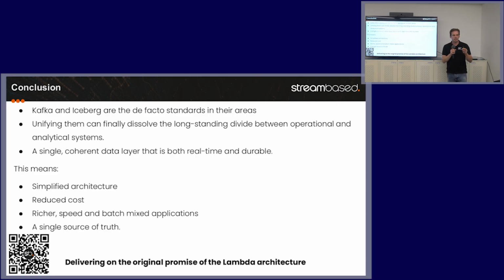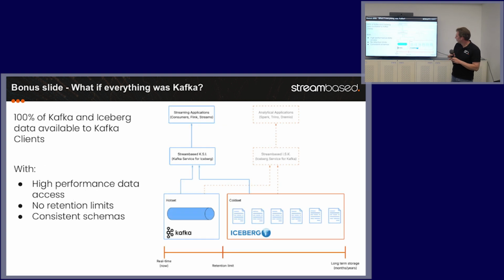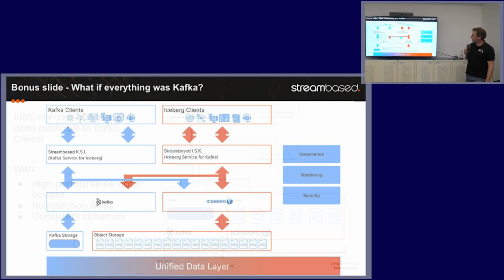I have two bonus slides for you to take home and start thinking about. First one, you probably saw it earlier, for the eagle-eyed of you. We said, what if everything was Iceberg? What if everything was Kafka? That's the thought to take home with you as well. What if we could unify an Iceberg cold set and a Kafka hot set, and apply them both as if they were Kafka? And that would create something that looks a little bit like that, which, in my opinion, would be pretty cool.